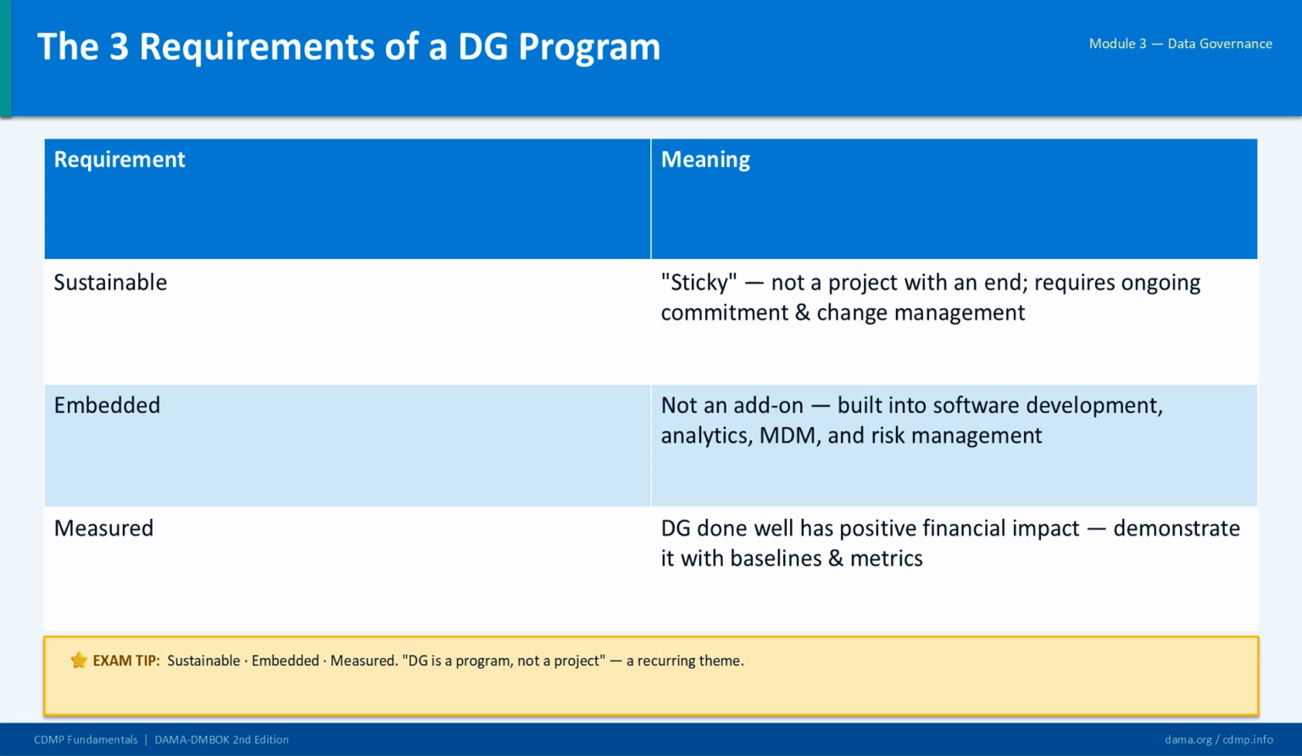And measured means that governance done well has a positive financial impact, but to prove that, you need a baseline in metrics. Sustainable, embedded, measured. And remember the mantra: data governance is a program, not a project. The exam returns to that idea again and again.